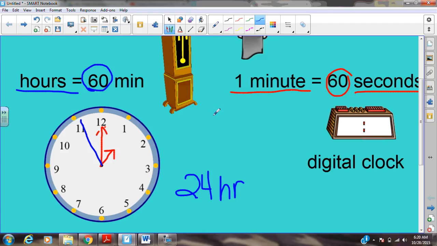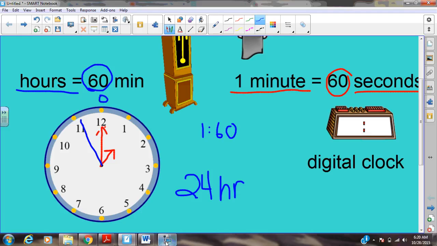One thing you will never see in time, you will never see the time 1:60. Even though there are 60 minutes in an hour, we never say the time is 1:60. After it gets to 59, we start counting over again at 0. And so 12 represents our 0 mark. And because of that, we count that. That's 0. That's our first minute of the day. And then we go all the way around to 59.